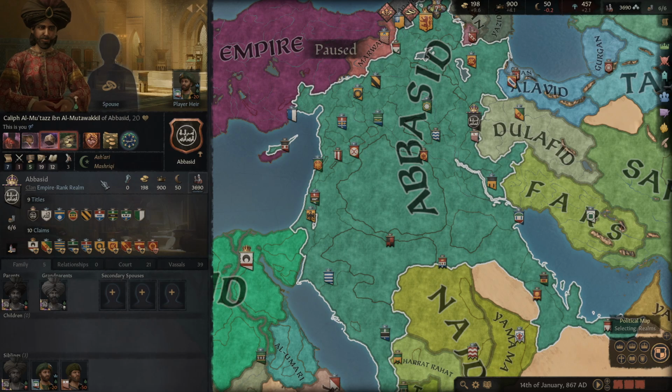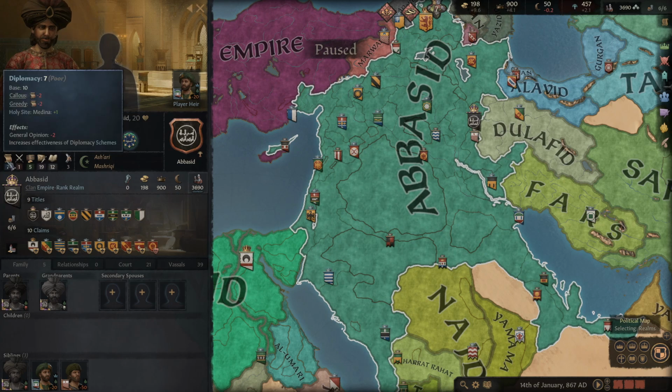For example, the Caliph al-Mu'taz of the Abbasids has a base diplomacy stat of 10, which was determined while he was growing up. Due to the fact that he is a callous and greedy man, his diplomacy stat is reduced by 4, so -2 for each one of those traits. Now, due to the fact that he owns the holy site of Medina, he is added +1 to diplomacy. So that makes 10, the base stat, -4, which is -2 per trait, and then +1 for possessing the holy site, which makes 7. This gives him a diplomacy rating of poor.